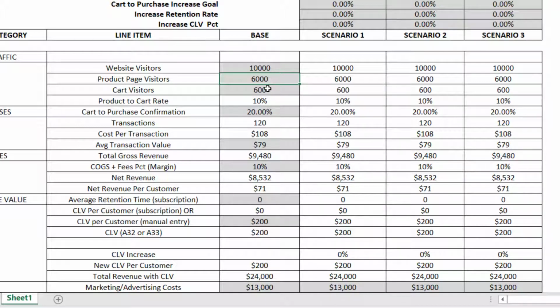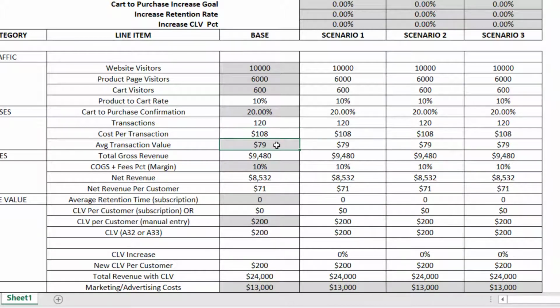600. Now again, we can do this for specific products. We're just doing this as an exercise for the total store. So your product to cart rate is 10%. Now, what percent of people who put products in cart actually go and buy? Look at the numbers. Let's just say it's 20%. So that's 120 transactions, and your cost per transaction is $108 because we have the marketing spend in here.